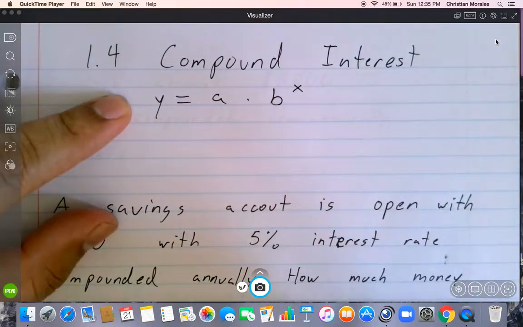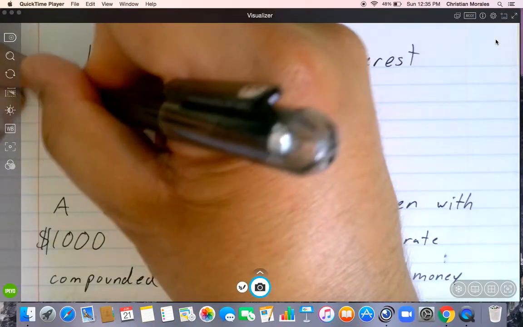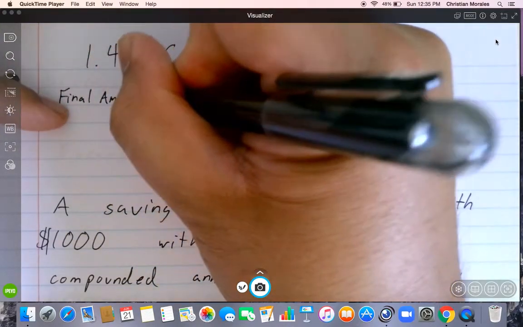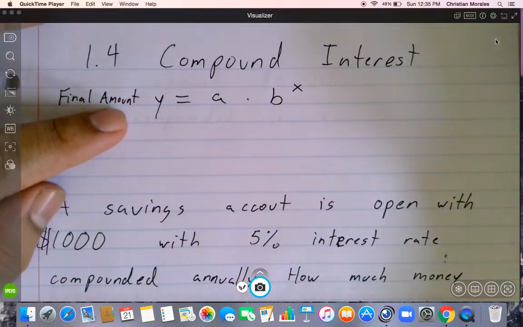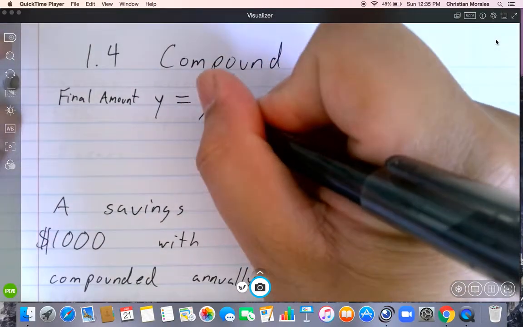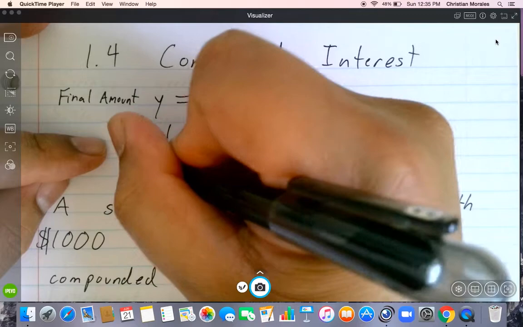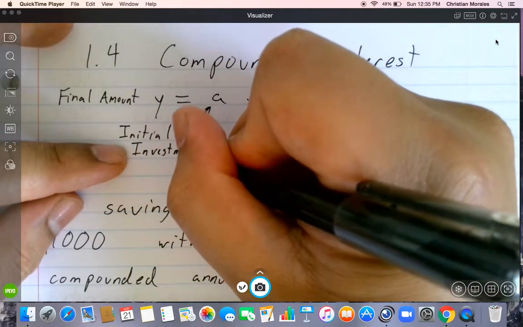So, what is Y? Y is the money at the end. Basically, Y is the final amount. So if you're waiting to invest 5, 10, 15 years, that's how much money you'll get for Y. A is the initial investment, or the initial amount, okay?